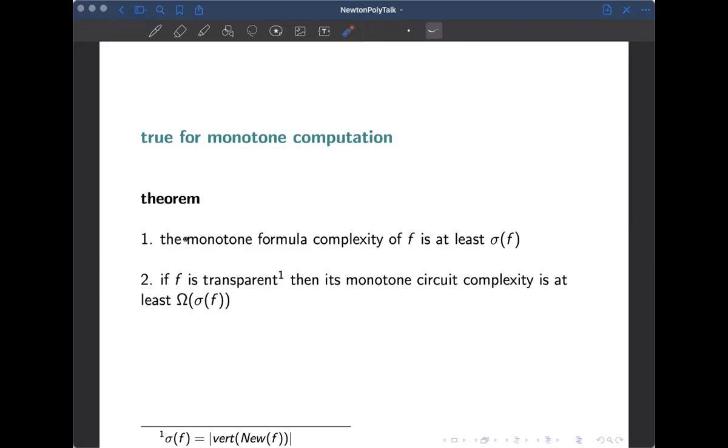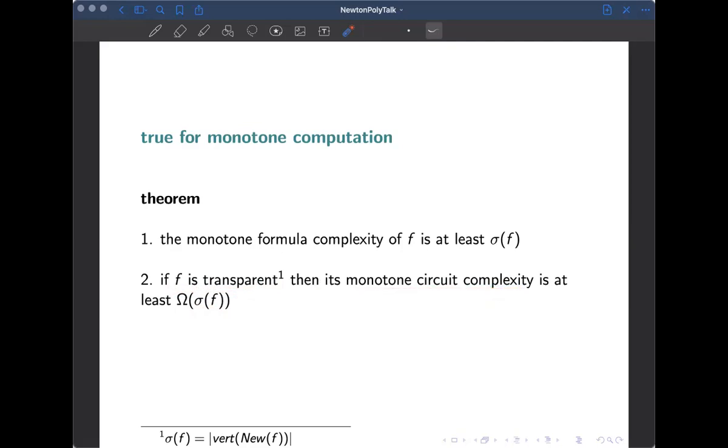So we first show that shadow complexity is a lower bound on the monotone formula complexity. This is true for every polynomial. So shadow complexity in the monotone formula model is a lower bound, always. And we also show that for some specific family of polynomials, shadow complexity is a lower bound on the monotone circuit complexity.